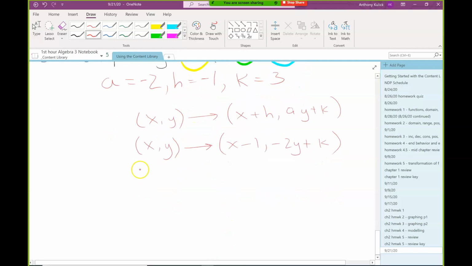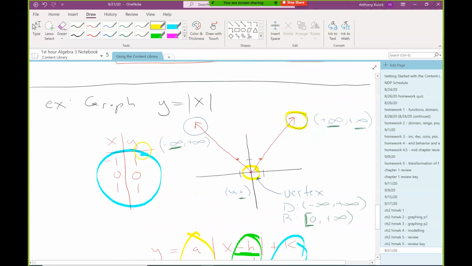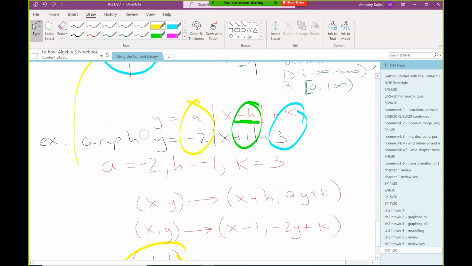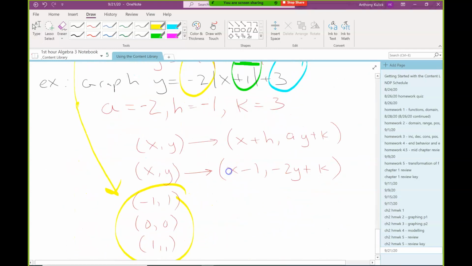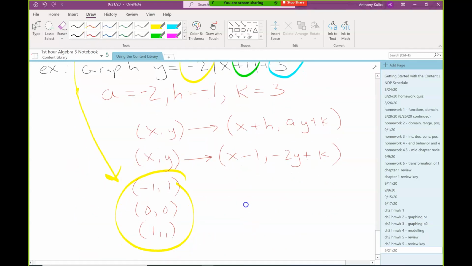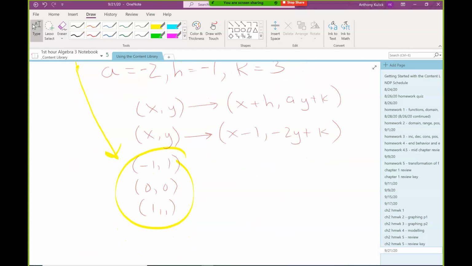And now I'm just going to transform those 3 points that we found a moment ago. It's always going to be these same 3 points every time we graph an absolute value function. So just taking those same 3 points we established a moment ago, and I'm going to plug those in. I don't know why I didn't put the 3 there.